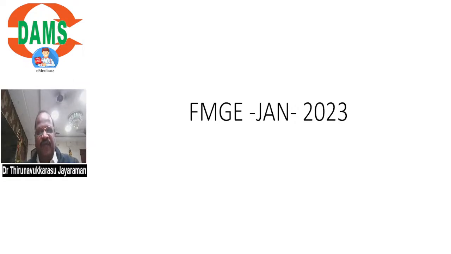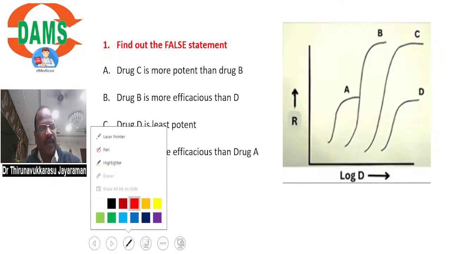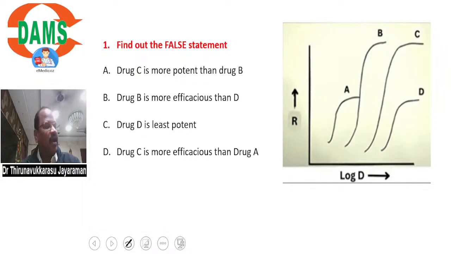We are going to discuss the FMGE January 2023 recall questions. Okay, right, we go for discussion. I have recollected the questions from the student side and ordered them in the way: general pharmacology, ANS pharmacology, cardiovascular, renal, like that. So first we start with general pharmacology.